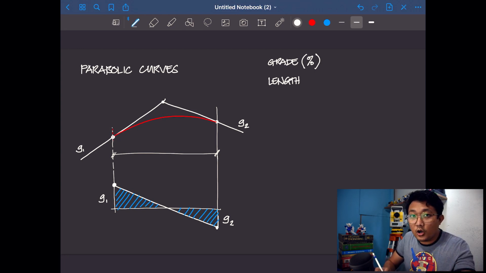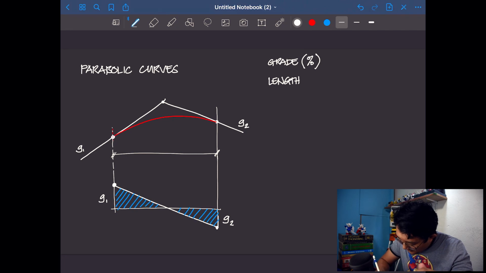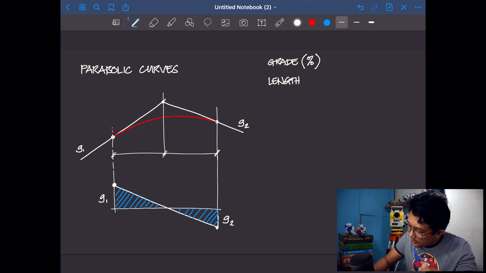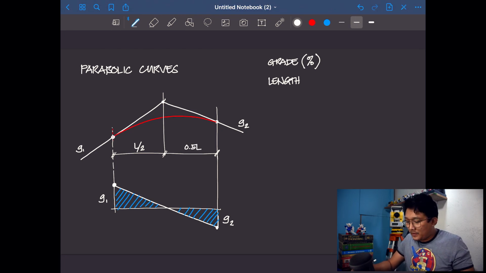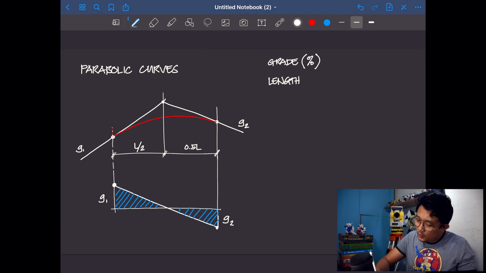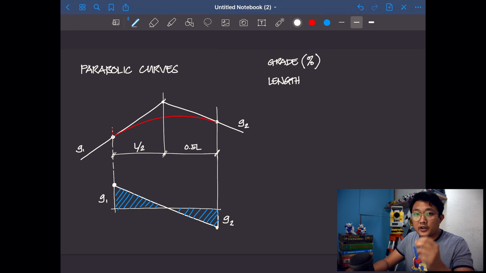Now, because we are also considering a symmetrical parabolic curve, if I'm going to draw a vertical line down there, then we can say that this is L over 2 or 0.5 L, whichever you like. Alright? So that's its length. Next, we need to consider where the highest point of the curve is.